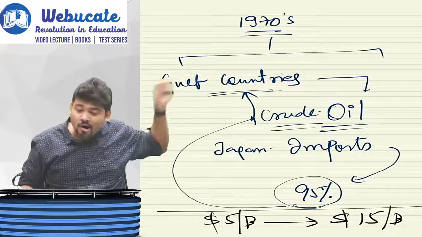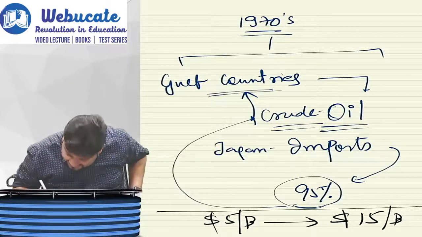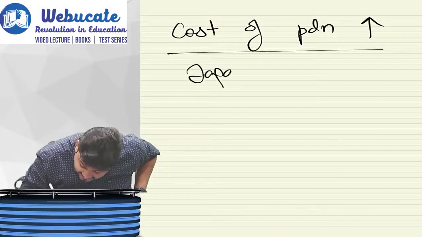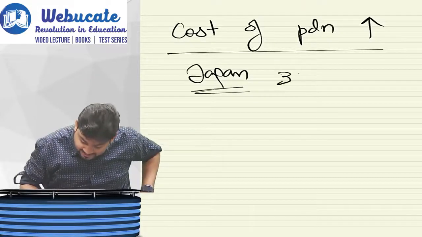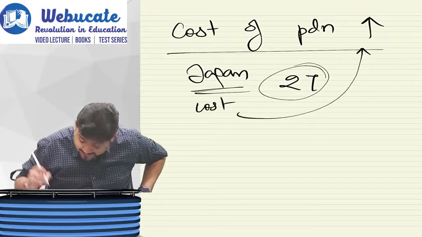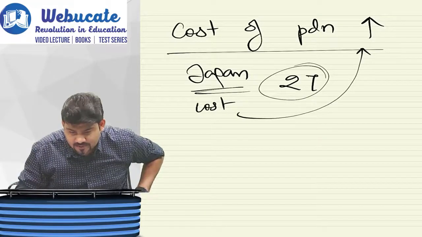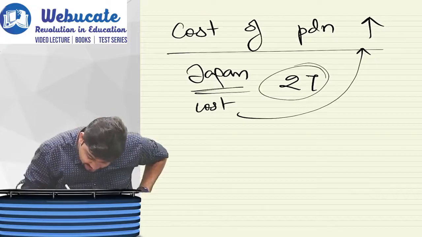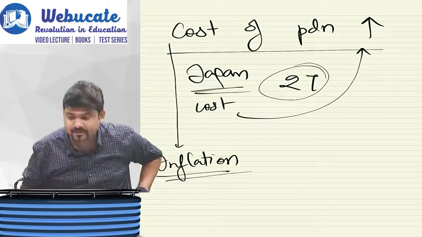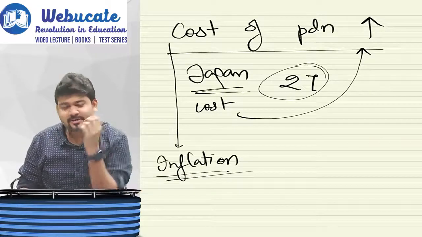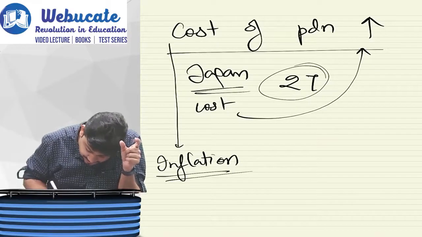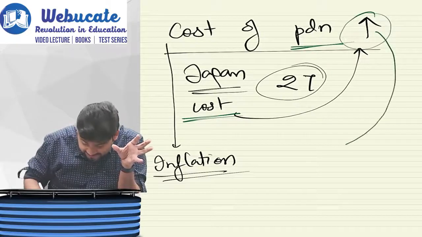So if your oil costing has increased three times, can I say the cost of production will also increase? And yes, it did increase in Japan, approximately two to three times. Say two times. As a result of this, a lot of inflation started happening in Japan. What is inflation? Can I say increase in the prices of goods and services? Because the cost of production increased, inflation started increasing.